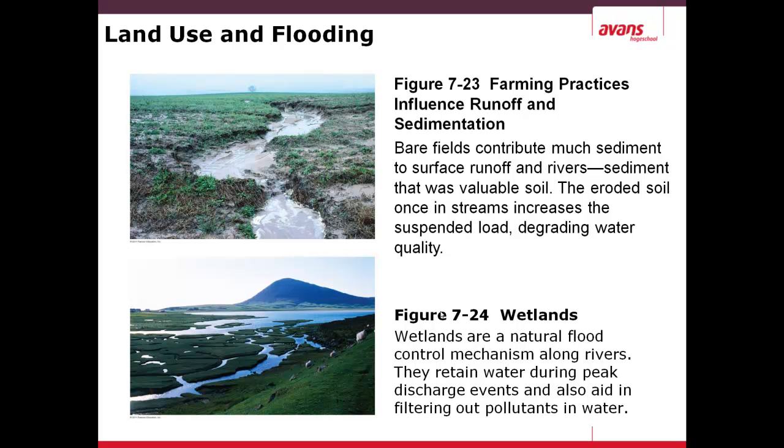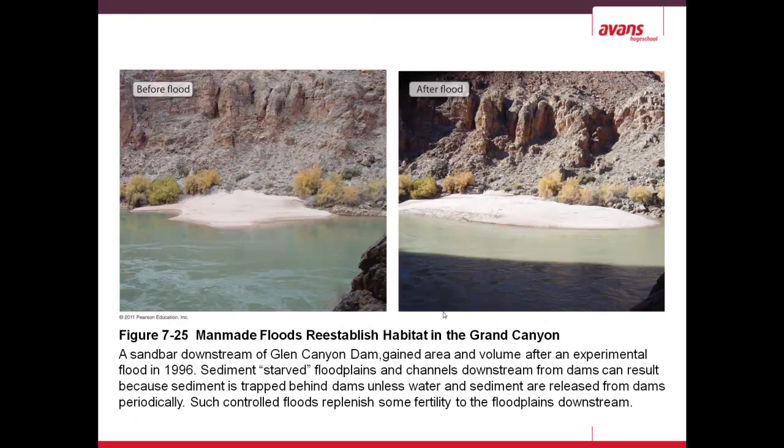Farming practices can have a negative impact also on flooding, because there's no longer a topsoil on the land, and the land itself is bare. More water, precipitation, floods into the rivers, which increases the suspended load and also degrades the water quality. Wetlands, on the other hand, are a naturally occurring mechanism which can control floods, and these form mostly on floodplains, and they hold on to the water as well as filtering out pollutants and suspended solids.